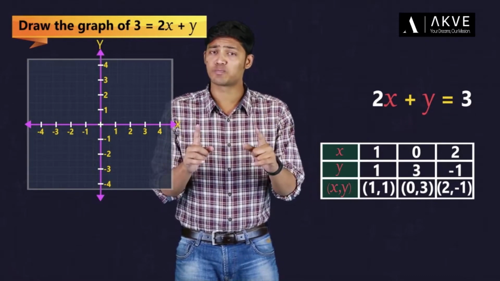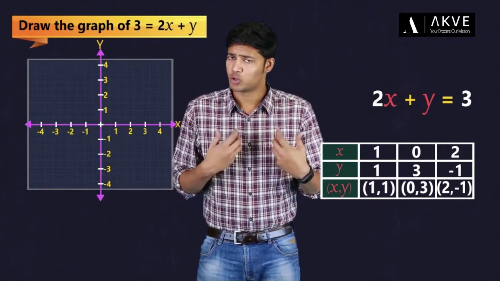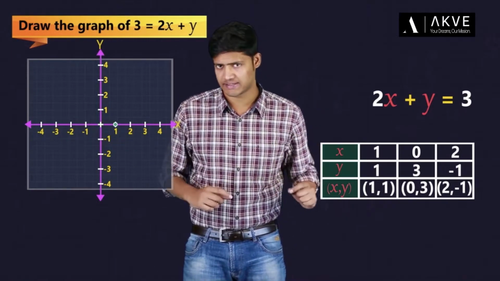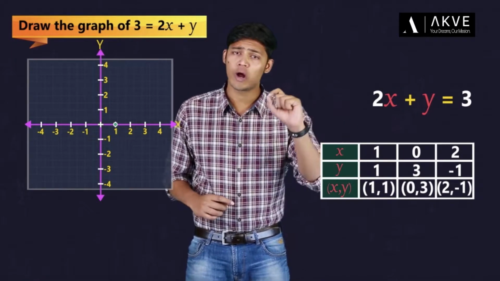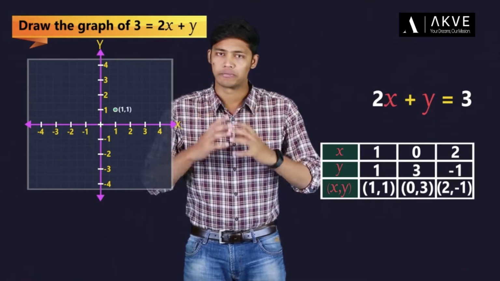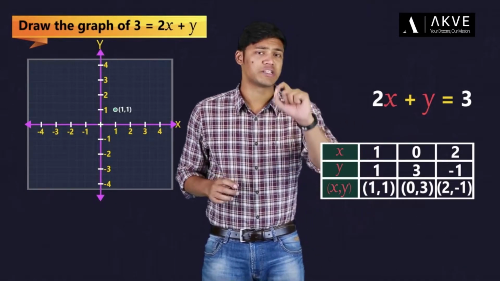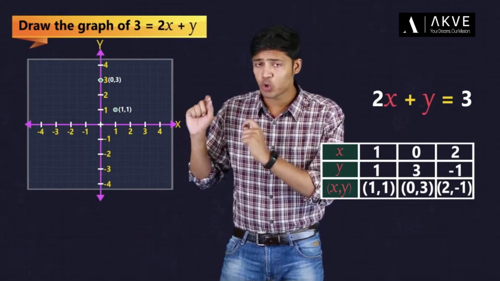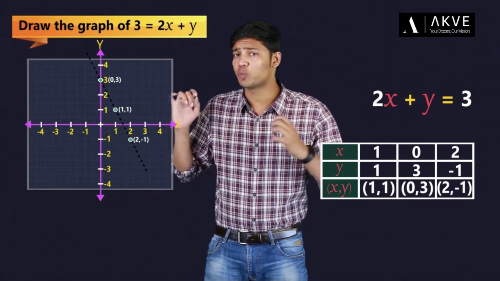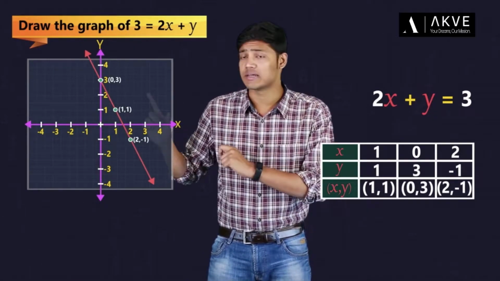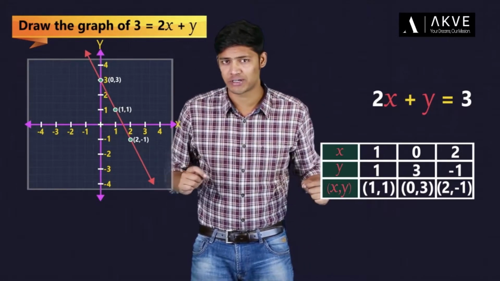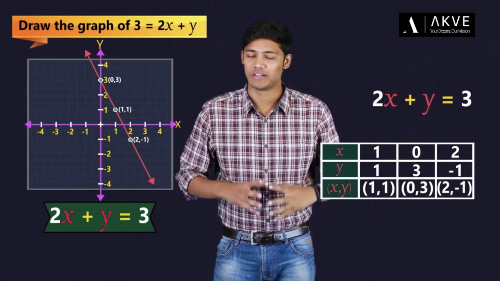So first, let's plot the point (1, 1). We will start from the origin and move 1 unit in the direction of the positive x-axis. And from there, we will move 1 unit in the direction of the positive y-axis and that's our point (1, 1). Similarly, we will represent the points (0, 3) and (2, -1) on the Cartesian plane. Drawing a line through any 2 of the points, we see that the line passes through the third point as well. So, this line represents the equation 2x + y = 3.